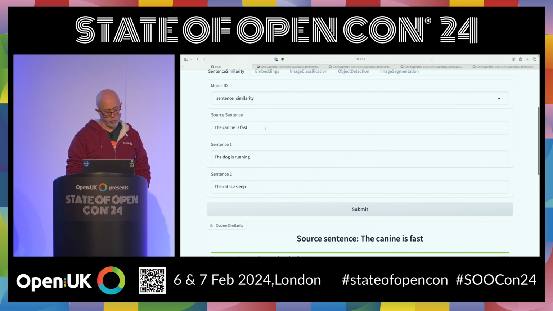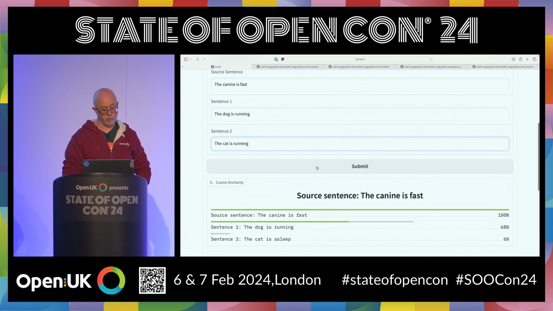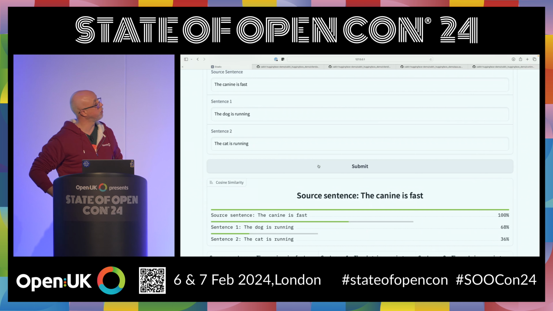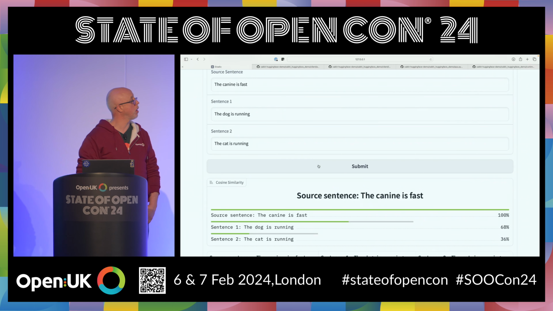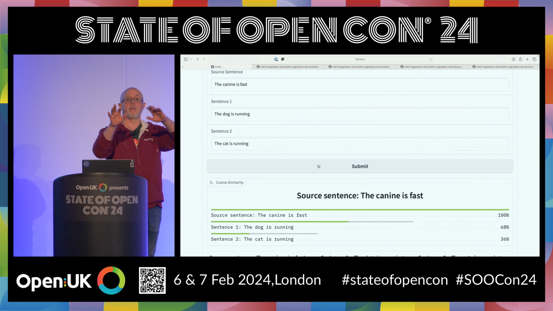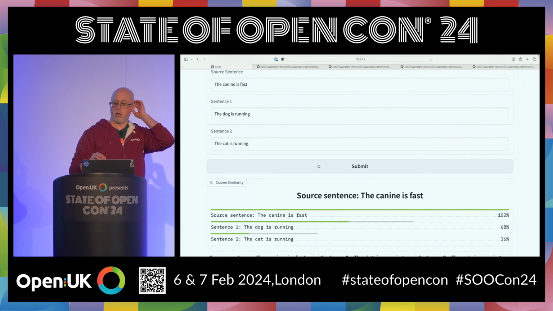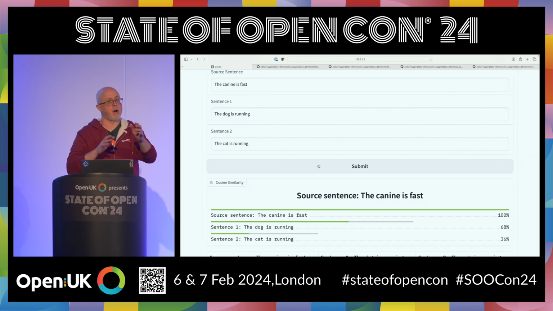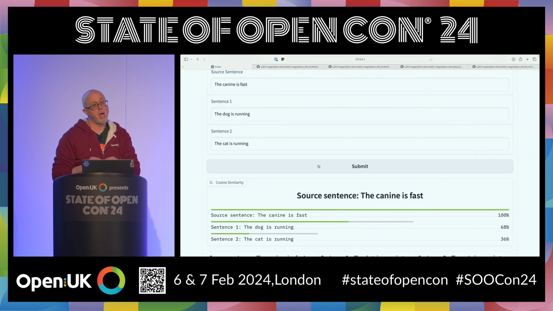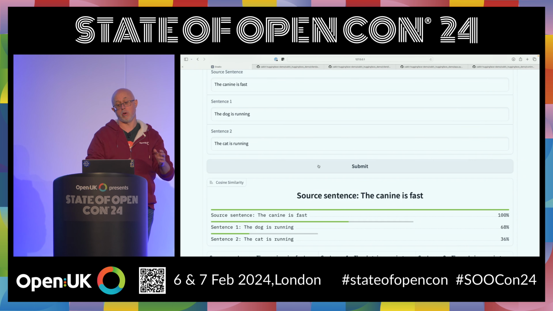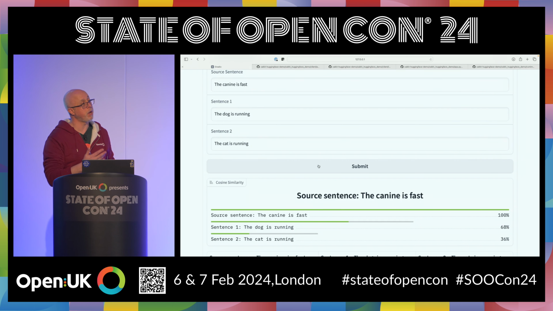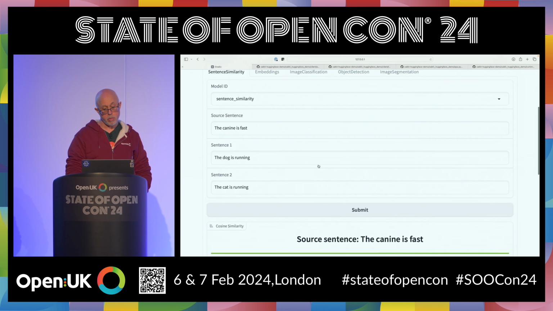If we change around the cat, and we say the cat is running, probably what will happen now is its percentage should increase. And you can see now it goes up to 36%, because in the vector space of the words, cats and dogs are going to be near each other. Fast and running are words that are quite similar. And canine really is a dog, so that gets a higher percentage. So that probably makes sense.